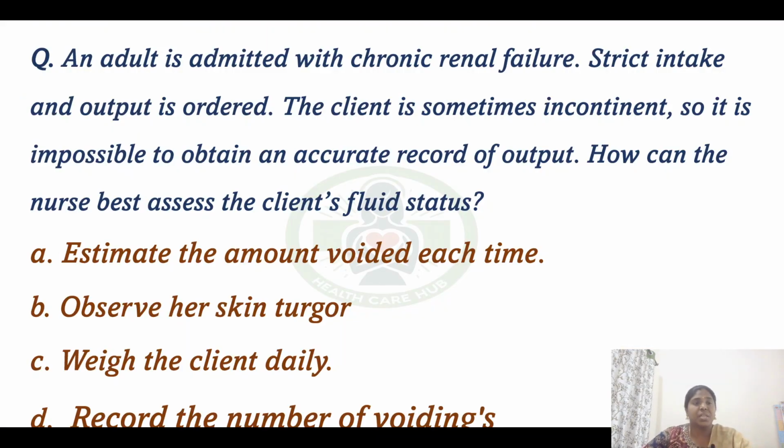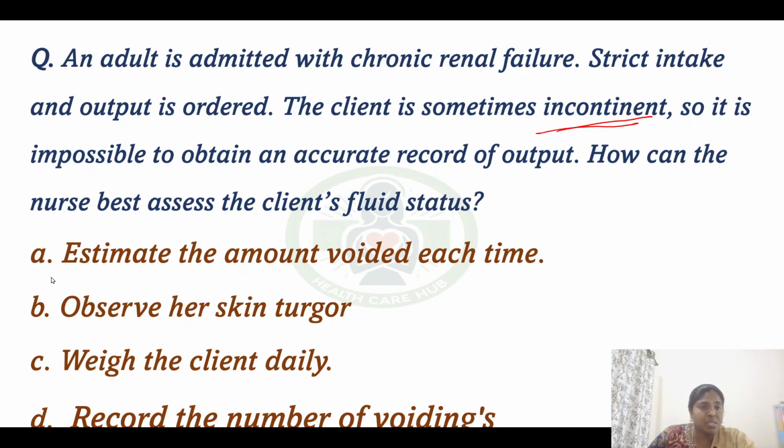So here the first question is: an adult is admitted with chronic renal failure. Strict intake and output is ordered. The client is sometimes incontinent. Here they have already mentioned that the client is incontinent, which means he doesn't have control over the urine he is passing. So it is impossible to obtain an accurate record of output. How can the nurse best assess the client's fluid status?